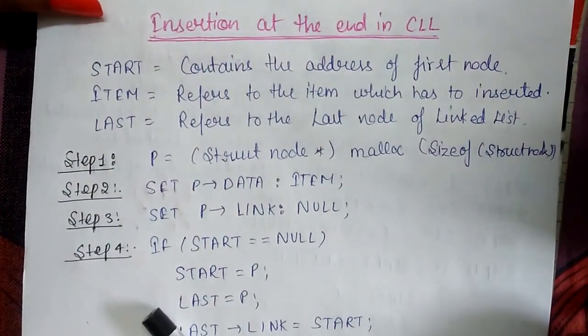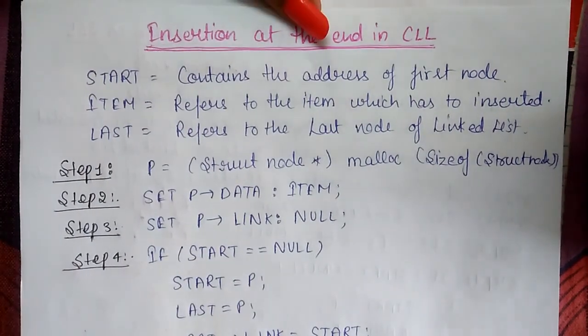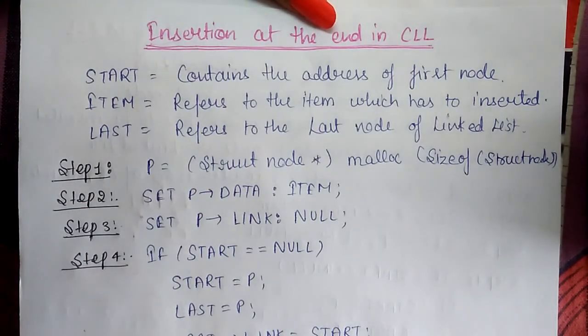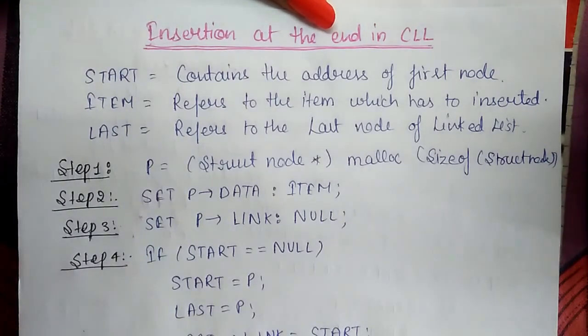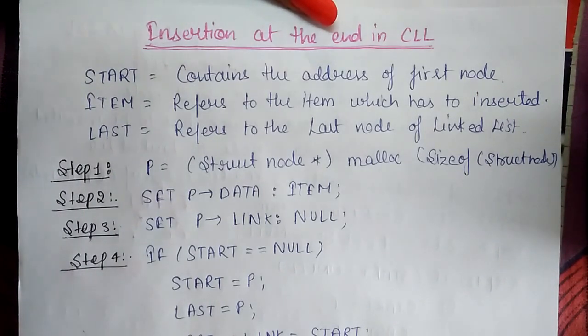In today's session we are going to see insertion at the end in circular linked list. As I have told you in the last video lecture, in the circular linked list the last node contains the address of the first node, and we have two pointer variables: first is equal to start, that contains the address of the first node, and last contains the address of the last node, because in the circle we cannot identify what is the first node and what is the last node.